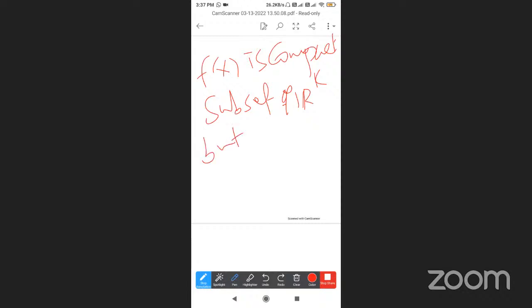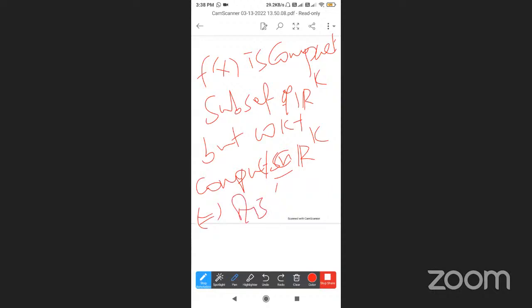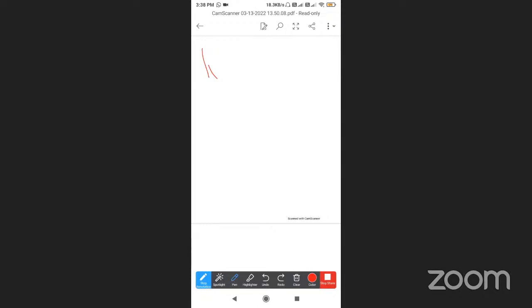But we know that a subset of R power of K is compact if and only if it is bounded and closed, from the previous theorem. So since F of X is compact in R power of K, it is bounded, and hence capital F of X is closed. This is closed and bounded.